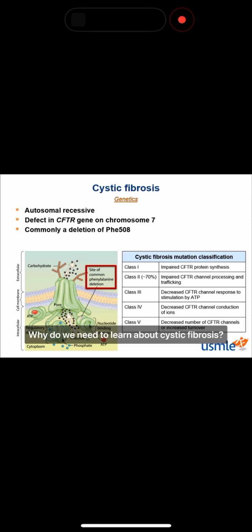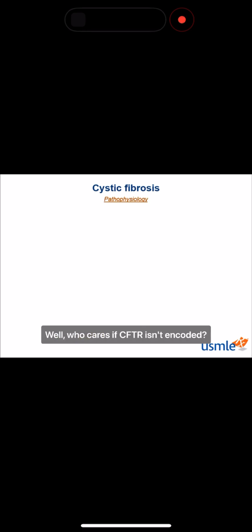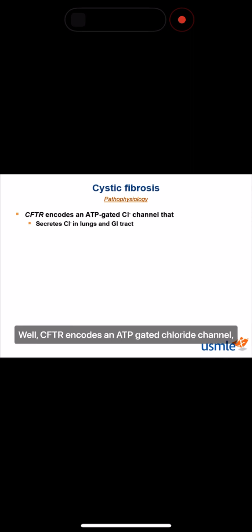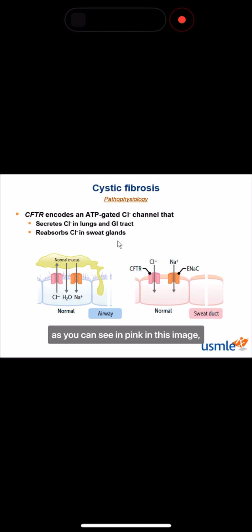Why do we need to learn about cystic fibrosis? Well, it's the most common lethal genetic disease in the Caucasian population. Well, who cares if CFTR isn't encoded? What does it do anyway? Well, CFTR encodes an ATP-gated chloride channel that secretes chloride in the lungs and the GI tract, as you can see in pink in this image, and reabsorbs chloride in sweat glands.